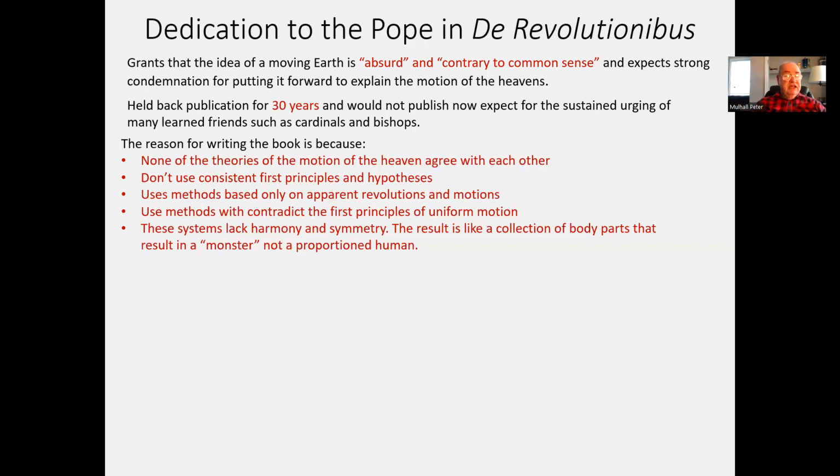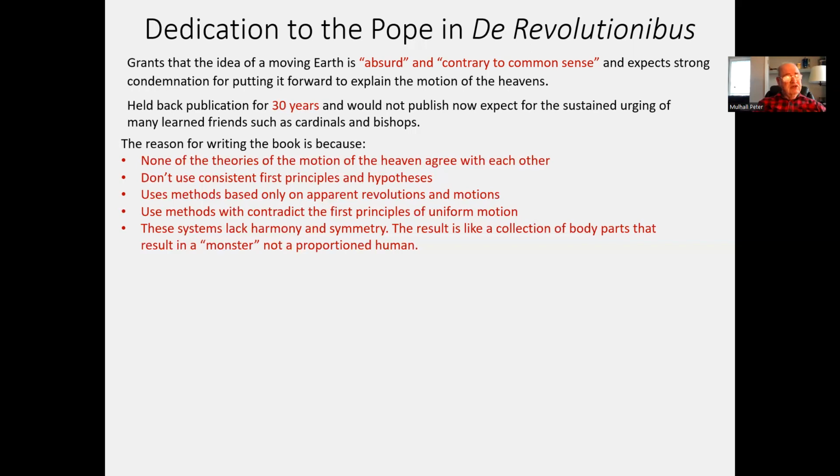They use methods which contradict the first principles of uniform motion. That's a direct swipe against the equant. That is saying the equant cannot be used. You cannot use methods which contradict the first principles of uniform motion, which is that these points, the planets and the epicycle centers going around the deferent, must move at constant speeds. That is the only way the ether can move. And the equant has some of those points moving at truly varying speeds. Can't be right. And the systems lack harmony and symmetry.